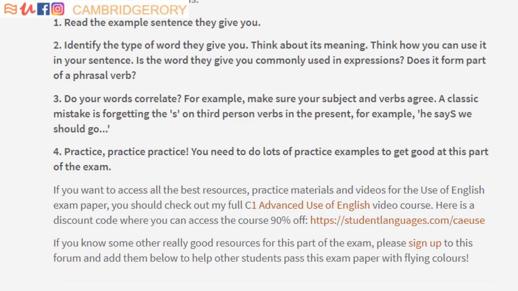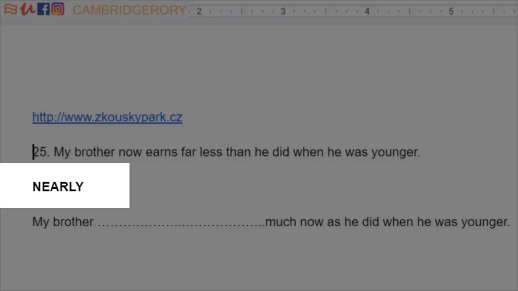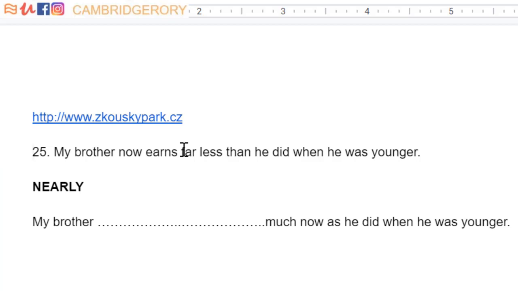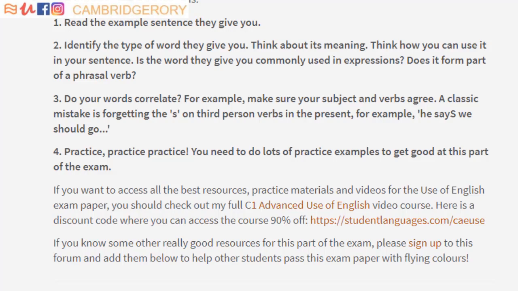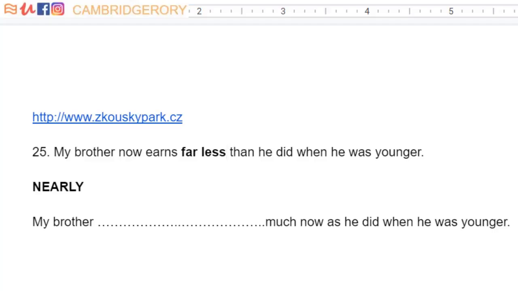Identify the type of word they give you. Nearly is an adverb, and it's the opposite of far, or near is the opposite of far, and they give us the word far here. In fact, they say far less. And then I say, think about its meaning. Okay, well, the meaning of nearly is the opposite of far. Well, near is the opposite of far. Okay.